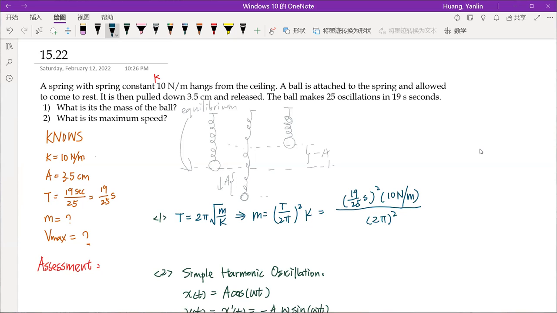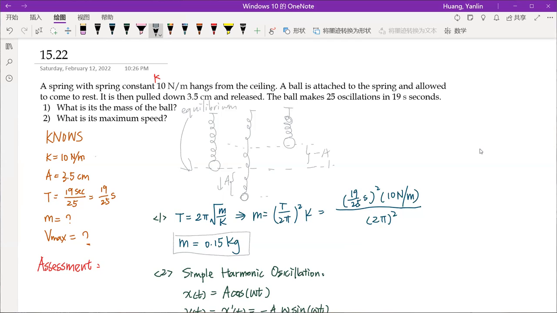And using the calculator, we can finally get m is approximately equal to 1.15 kilogram here. So we got our answer.